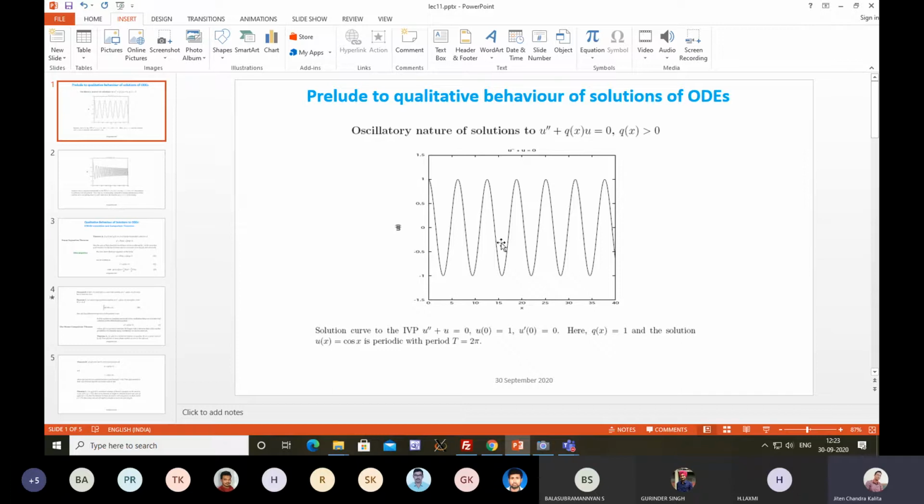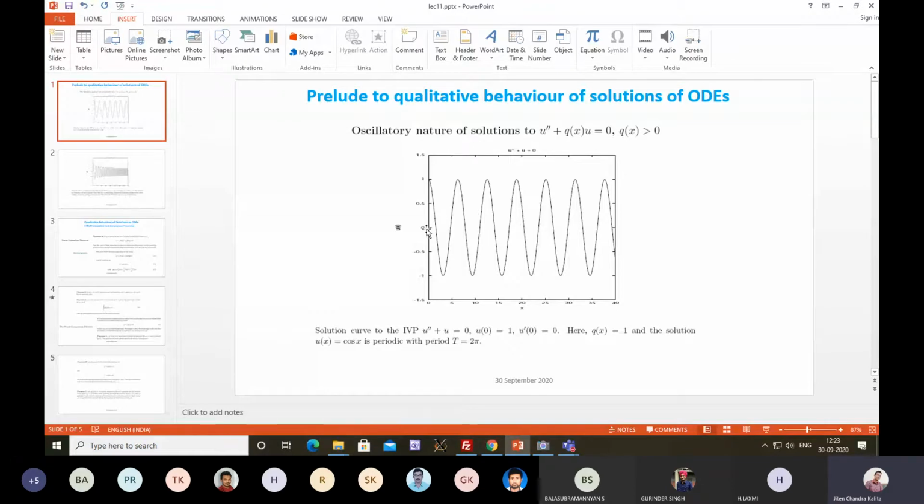You know that eventually you are going to get a sine wave here. They are plotting cos x as the solution, right? So here this is the solution curve.